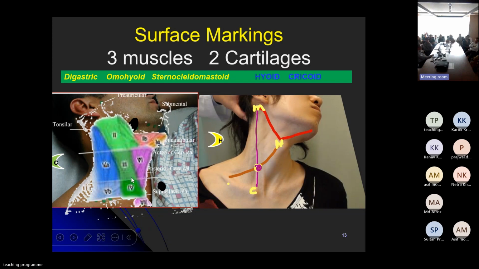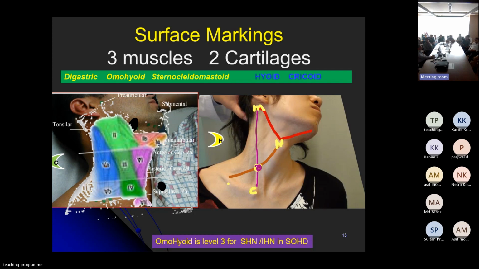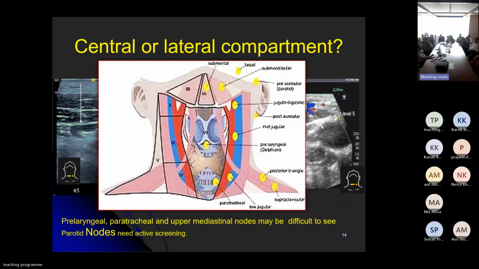In addition to all the 6 levels which we generally encounter, the 7th level is the mediastinal level, and some descriptions say the 7th level also includes the retropharyngeal nodes, which we generally don't see on ultrasound. This 7th level, the mediastinal node, can be seen by some of the special ultrasound probes. So we generally do know that these nodes exist there. And level 3 omohyoid is the level 3 for the supraomohyoid and infrahyoid dissections, so we should know where that muscle lies.